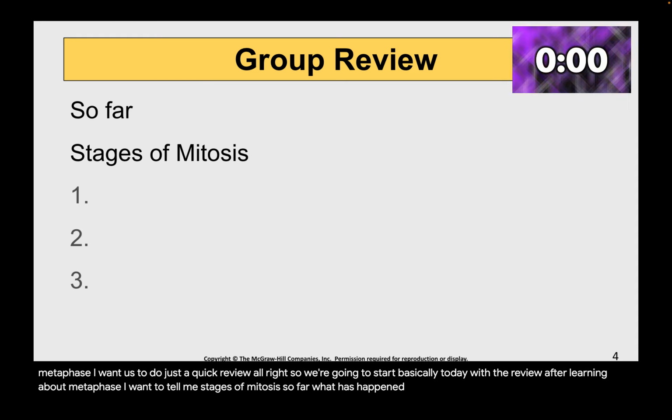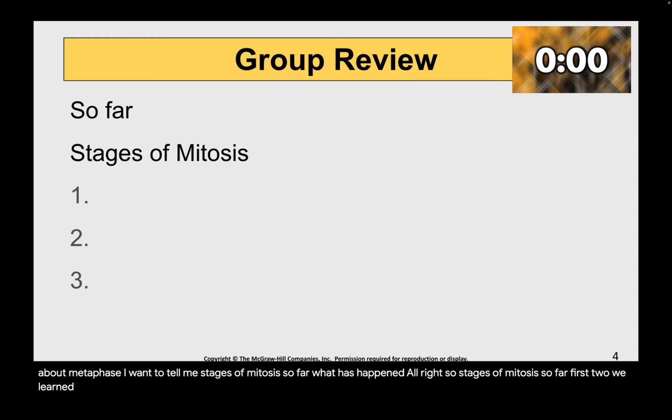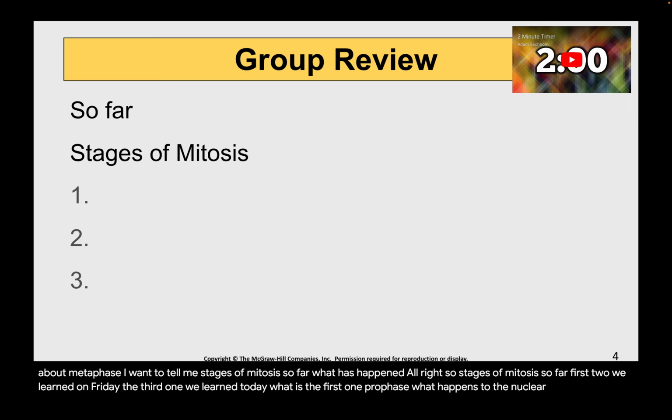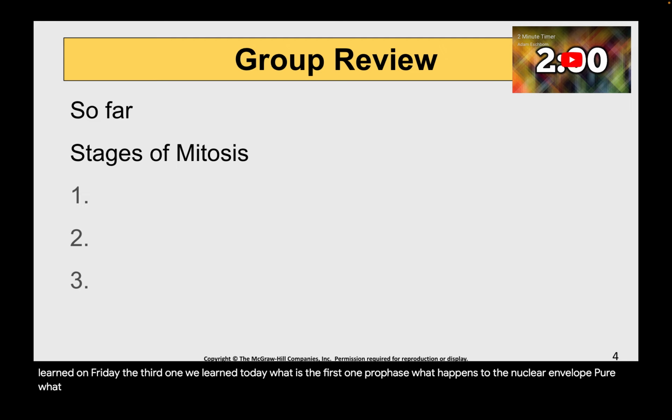Exactly. All right, so stages of mitosis so far. First two we learned on Friday, third one we learned today. What is the first one? Prophase. What happens to the nuclear envelope? It starts to dissolve, starts to disappear. What happens to the chromosomes? They're condensing. And what happens with the mitotic spindle? Begins to form as well. Yes. So that is all in prophase here.